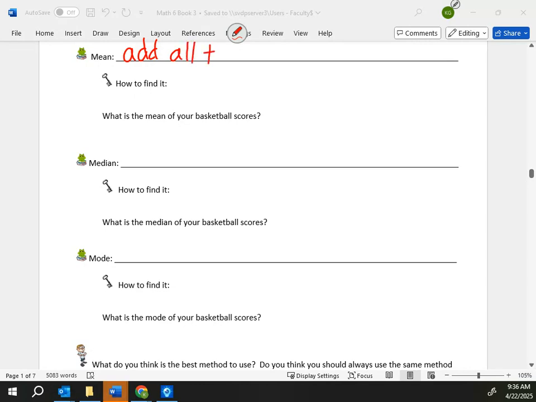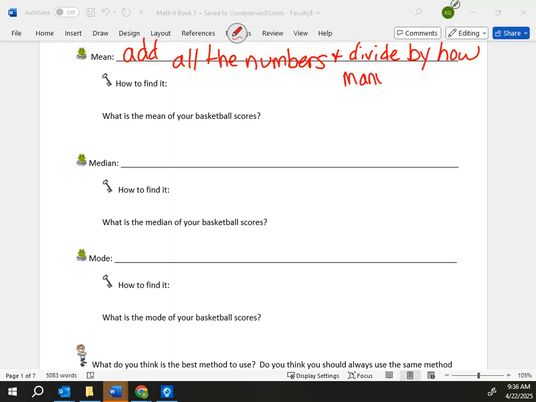Add all the numbers and divide by how many numbers. So if we added up 7 different numbers, we would divide that total by 7. That gives us the mean, which is also called the average.